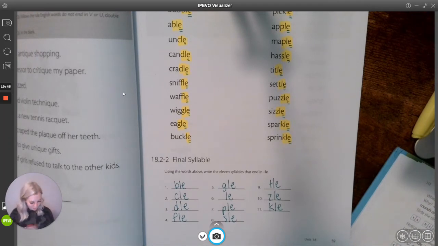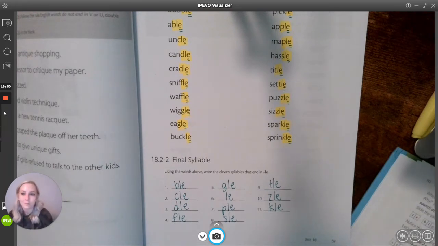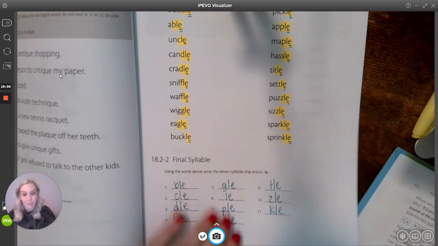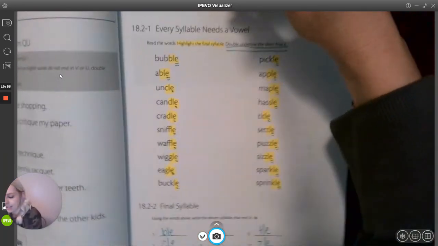Awesome job. Okay, we are going to turn the page to page 60.